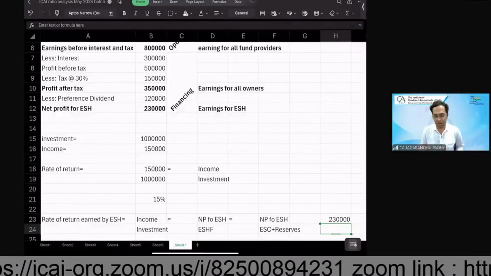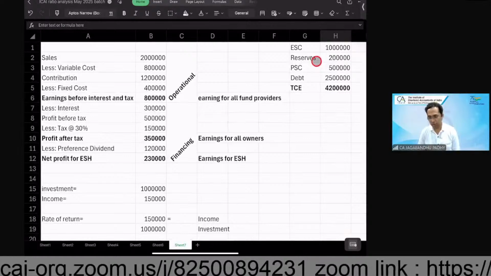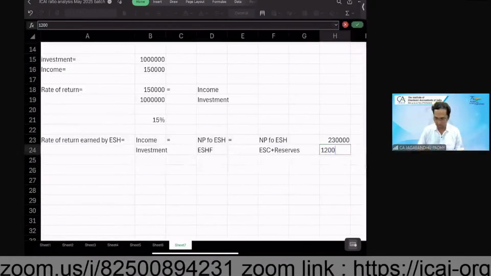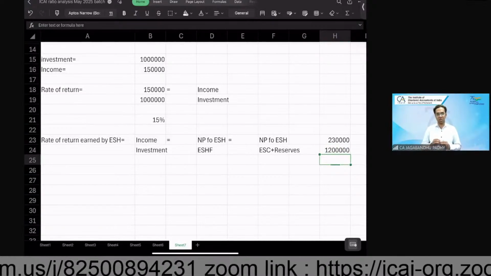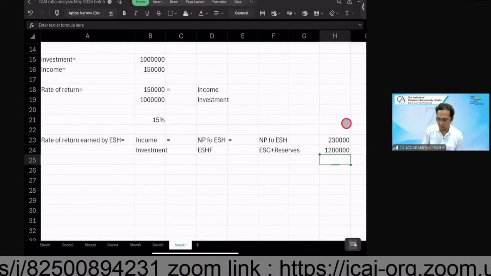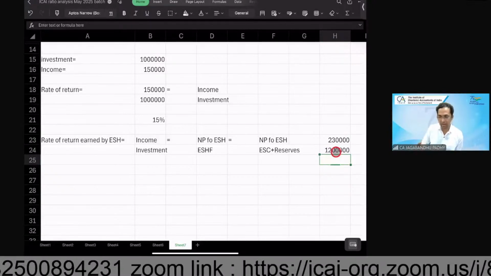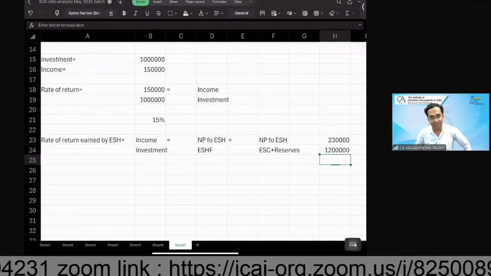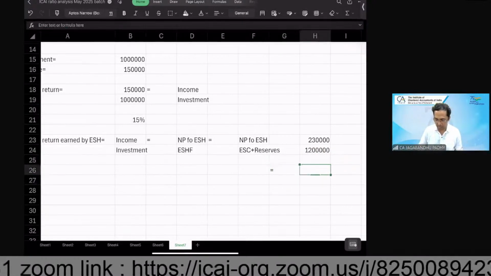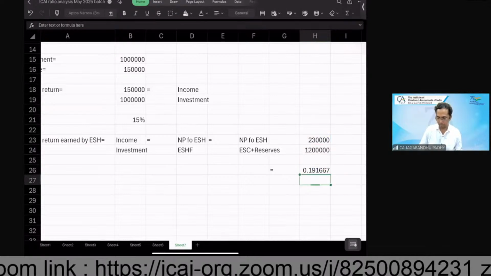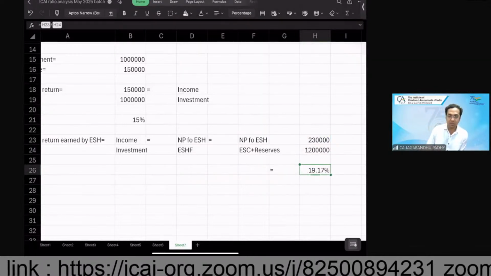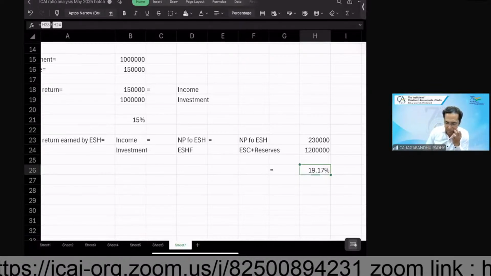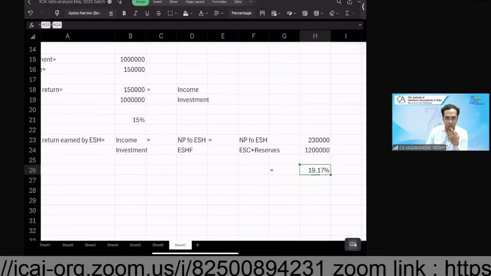Now, what will be equity share capital and reserves in the denominator? So in the denominator, we have 10 lakh and 2 lakh, right? So total 12 lakh is the investment. So equity shareholders have invested 12 lakh and they are getting in return, not 23 lakh, 2,30,000 as return. So what's the rate of return they are earning, guys? Remember, this is always going to be in percentage terms. So can I say 19.16% approximately? That's the rate of return earned by the equity shareholders.